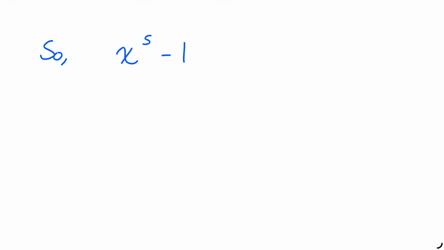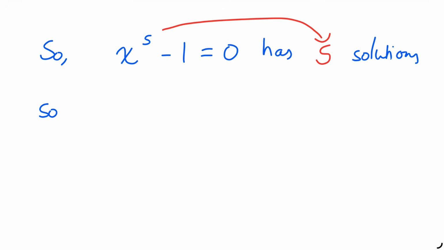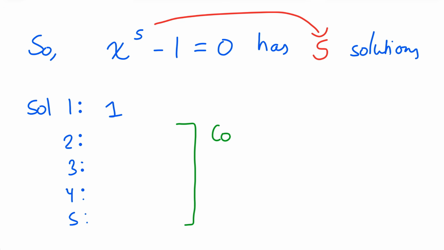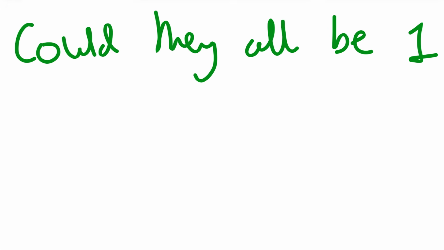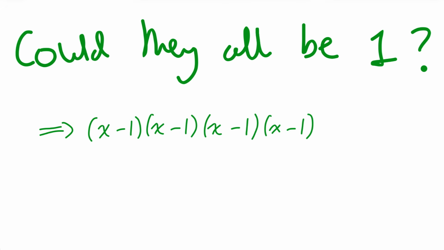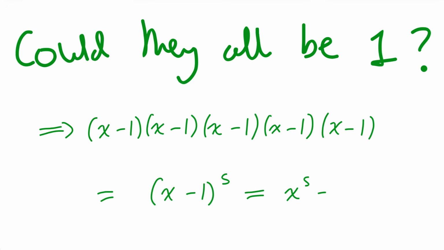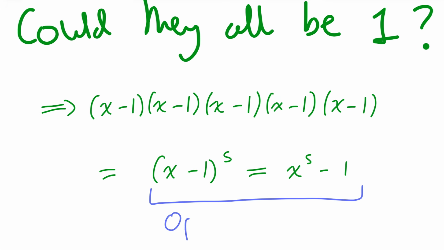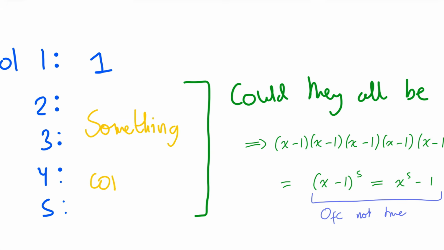So our polynomial here, which we'll rewrite as x to the fifth minus 1 equals 0, is going to have 5 solutions, and so far we know that one of them is 1. Now the fundamental theorem of algebra makes no promise that these solutions are distinct, so could they all just be 1? Well, if that was the case, then we could rewrite the left-hand side as x minus 1 all to the power of 5, which would imply that x minus 1 to the fifth is equal to x to the fifth minus 1, which you can easily verify for yourself isn't true. Okay, so we're going to have some complex solutions.